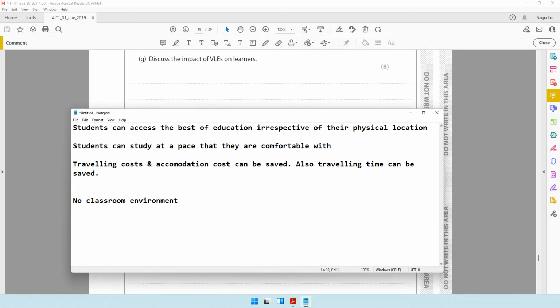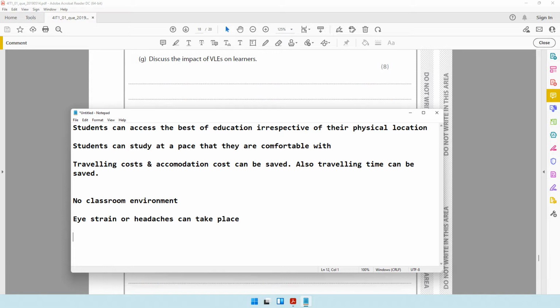Something else you can talk about is that eye strain can take place because you'll be continuously looking at your laptop or tab, whatever device you're using. So eye strain or headaches can take place. This is a health problem that needs to be considered. It's an impact.